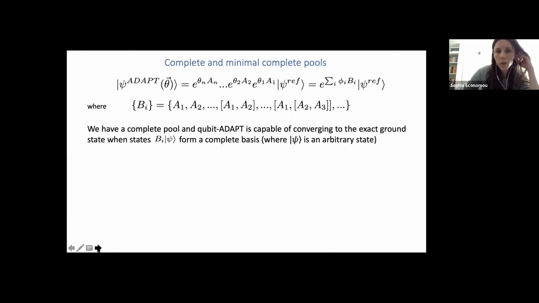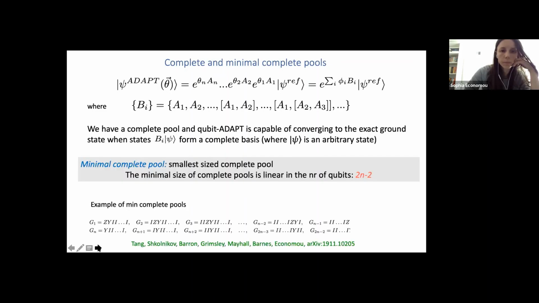And an important notion is the notion of complete pools. So what guarantees you that you can get to the ground state? To guarantee that, you should be able to get to any real state. We're assuming here that we have time reversal symmetry. And the way to do that is to take the operators in the pool, take all their commutators and the commutators with those, etc., and make sure that if you apply each of them to an arbitrary state, you can get to any other arbitrary state. So you can get a complete basis.